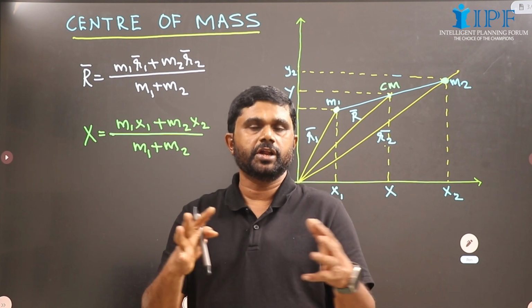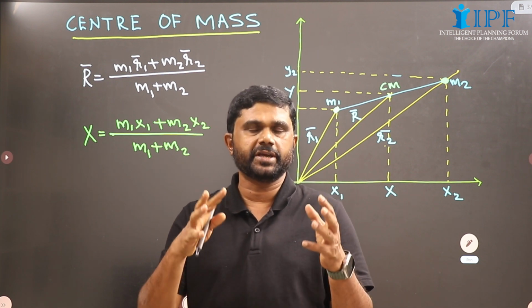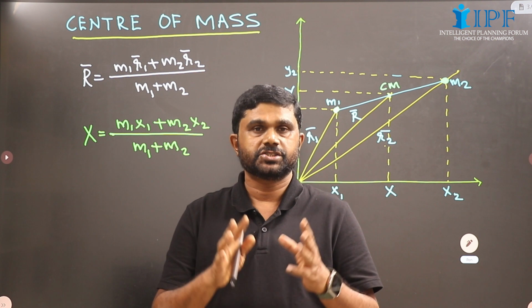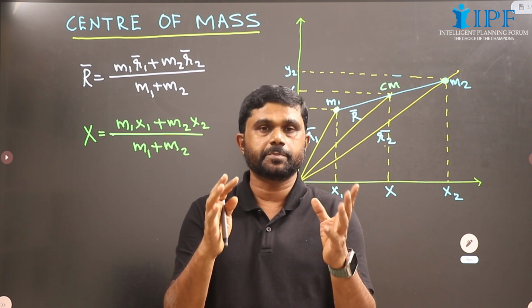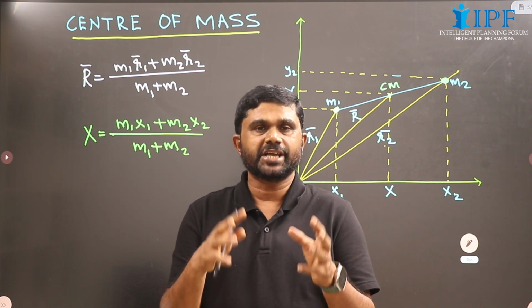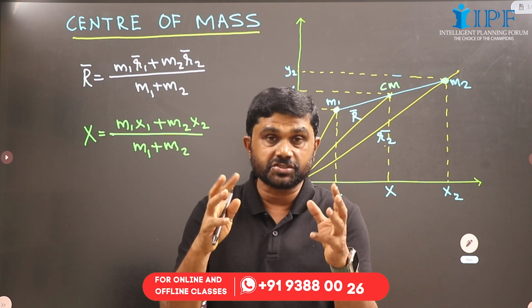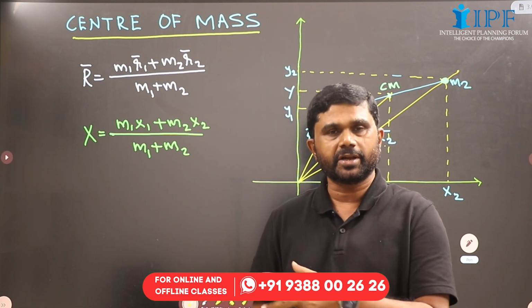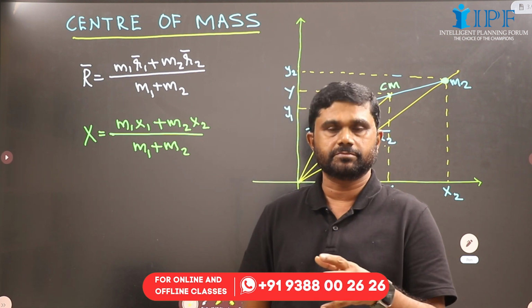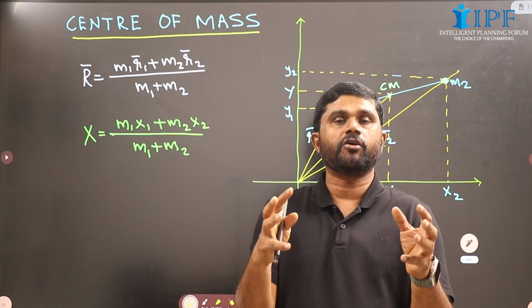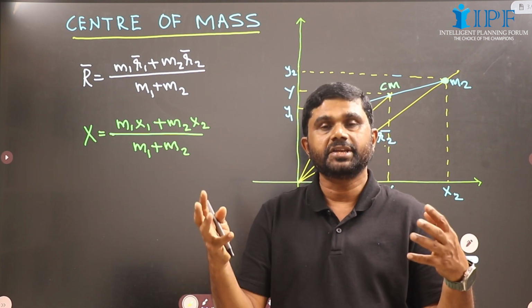Now, rotational motion. The first topic in this chapter is the concept of center of mass. Center of mass is defined for a system. If there is only one particle, we cannot call it a system. The assembly of more than one particle is called a system.